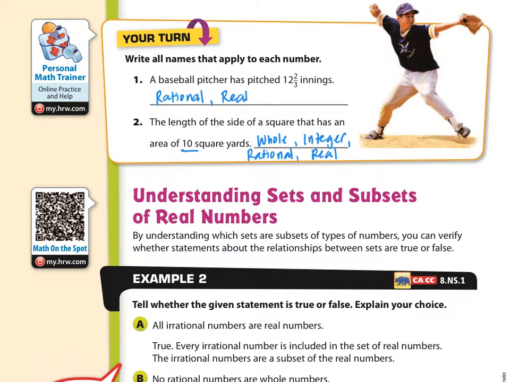So what you see here is that if it's a whole number, it's everything outside of the whole number. So it's all of the other sets or groups. If it's rational, it's always going to be a real number. Okay, so let's take a look at some more examples.